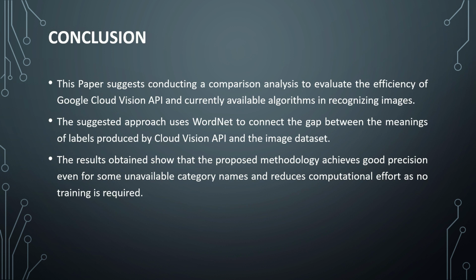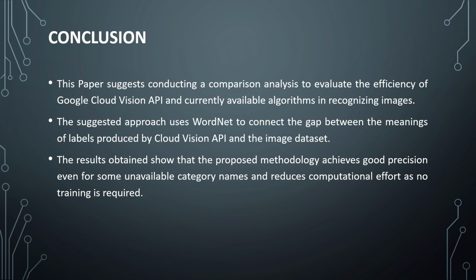So, conclusion. This paper proposes a comparative study between the effectiveness of Google Cloud Vision API and existing efficient algorithms in image recognition. The proposed method employs WordNet to bridge the semantic gap between the labels generated by Google Cloud Vision API and the image dataset. And if you see the experimental results, it reveals that the suggested methodology accomplishes high accuracy even for categories that are not available, and lessens the computational workload as it is a pre-trained model.